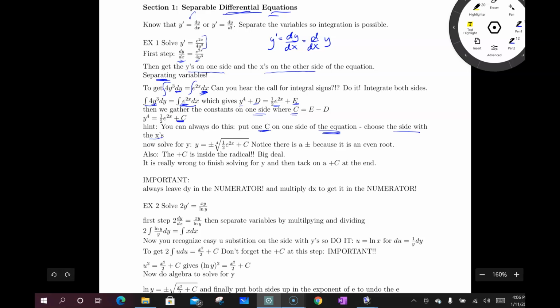So make sure you put the c down right after you integrate. Then finish solving for y. So now solve for y by taking the fourth root of both sides, so plus or minus the fourth root. Notice it's a plus or minus because it's a fourth root, just like square root. And this plus c had to have been placed right after you took the antiderivative. So if you had waited and taken the fourth root of this 1/2 e to the 2x and then put the plus c on the end, that would be incorrect. So you must put the plus c right after you integrate. So the c is going to be nested inside.